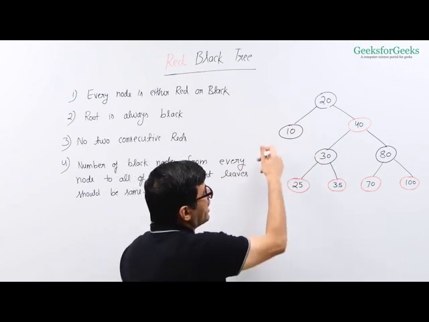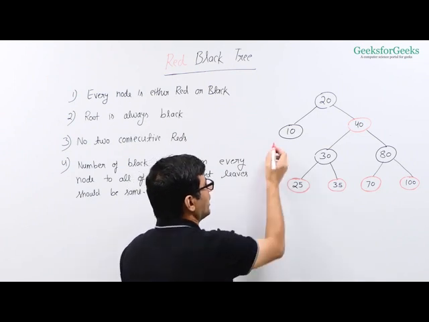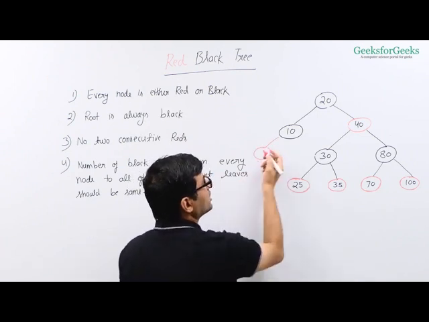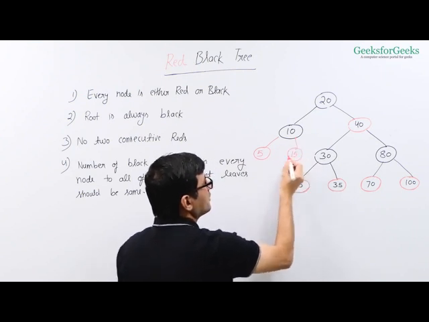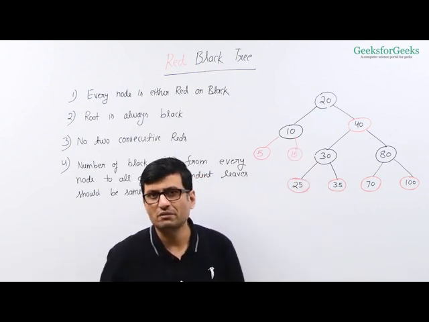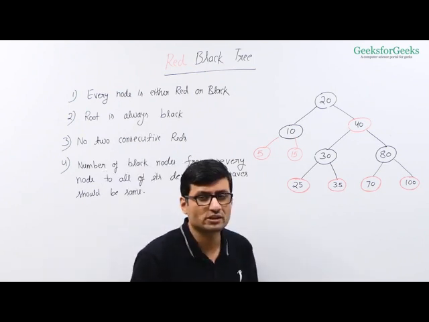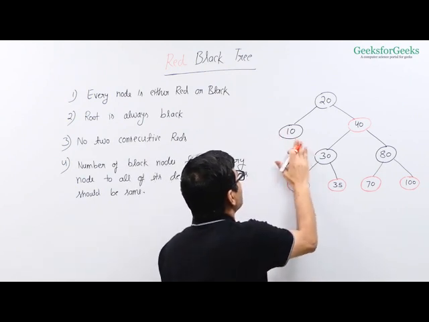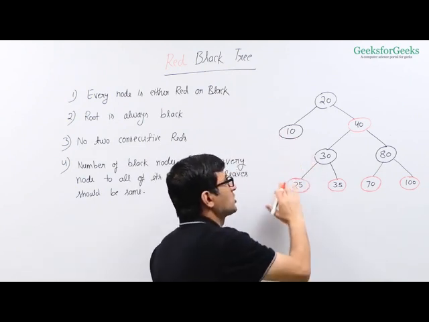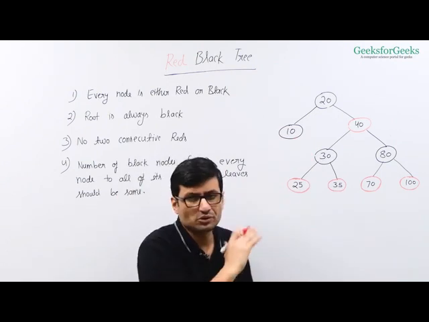We can add red nodes here. That will make red-black tree even more balanced, not unbalanced. I can have some nodes here as 5, some nodes here as 15. This is still a red-black tree, valid red-black tree. All the 4 properties are followed and this is more balanced. So if we consider the previous red-black tree, we can't make it more unbalanced. That's the maximum unbalanced tree, red-black tree with these many nodes.